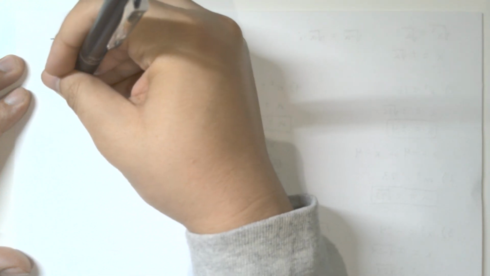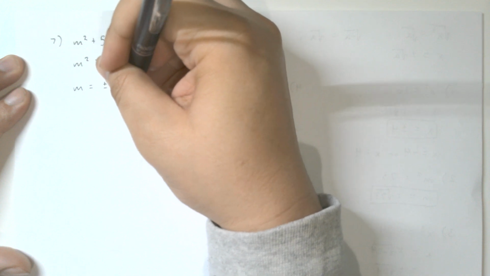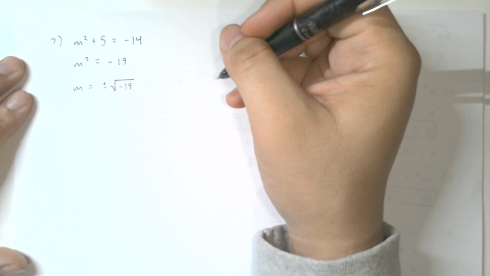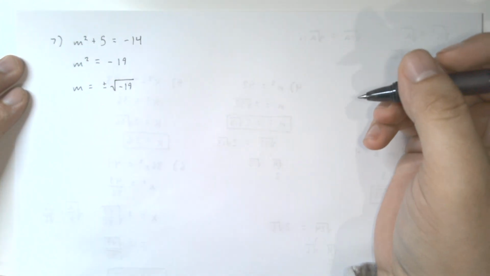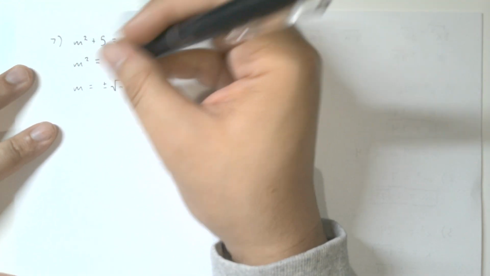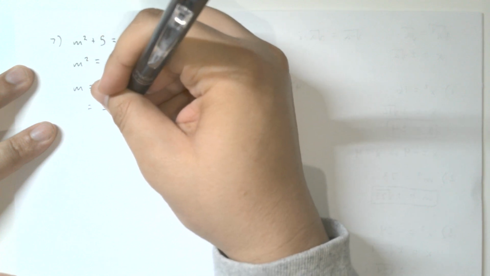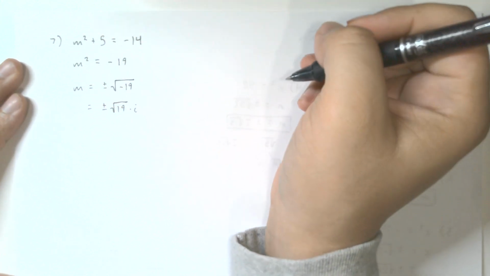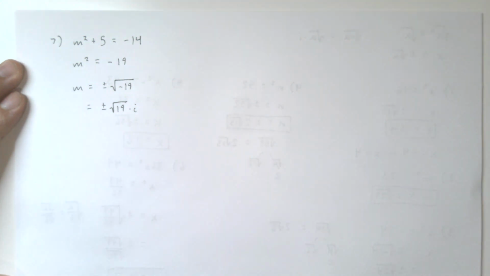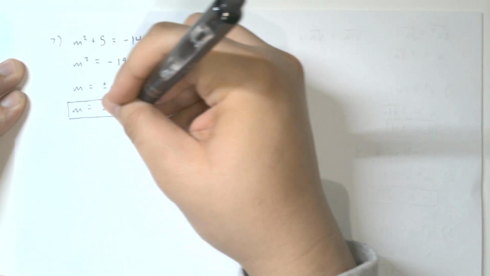We take the square root of both sides, so we have m is equal to plus or minus the square root of negative 19. And because we have the square root of a negative number, we have plus or minus square root of 19 times i. And because 19 is a prime number, we can't break that up any more than that, and so this is already simplified. We can't do anything more with it.